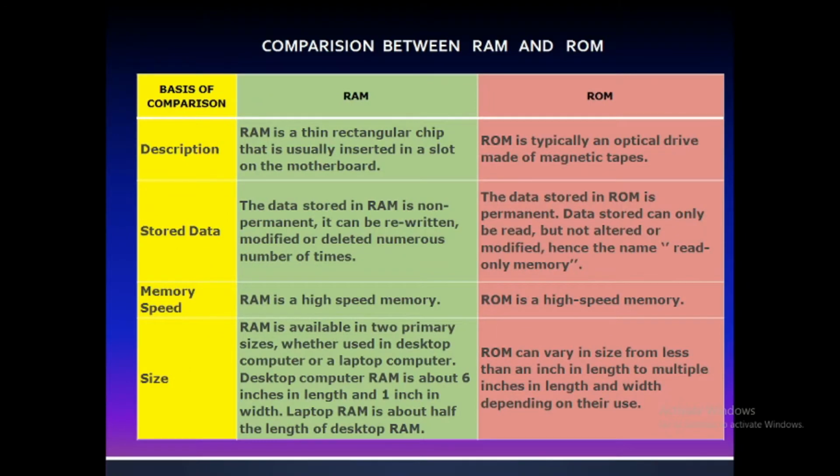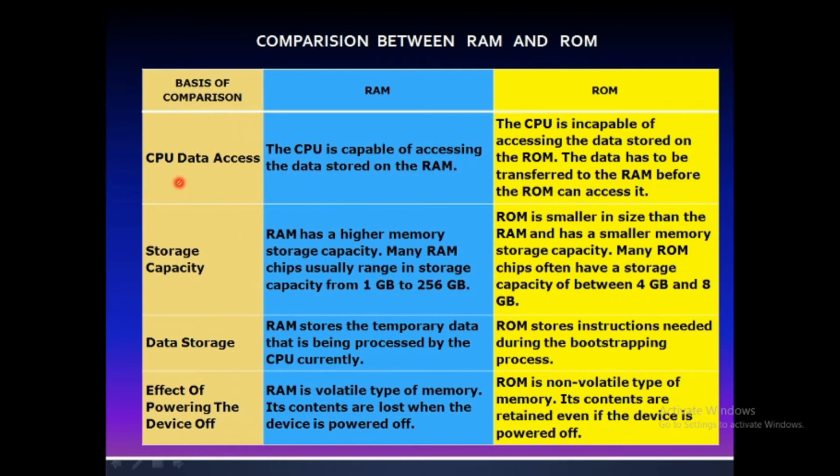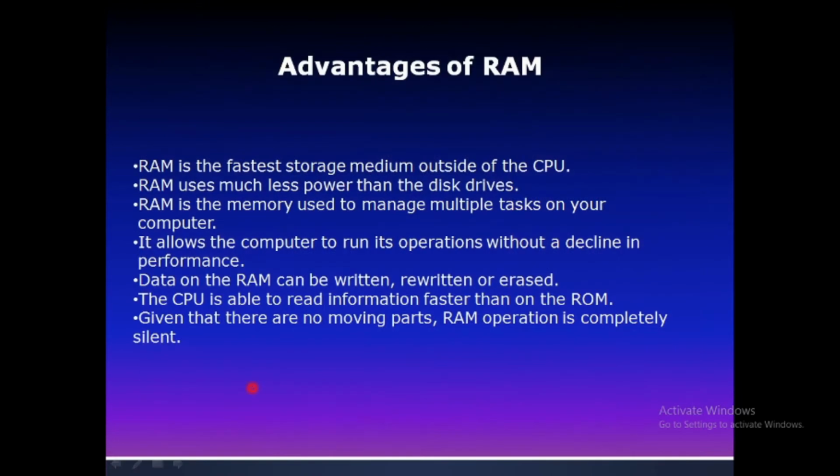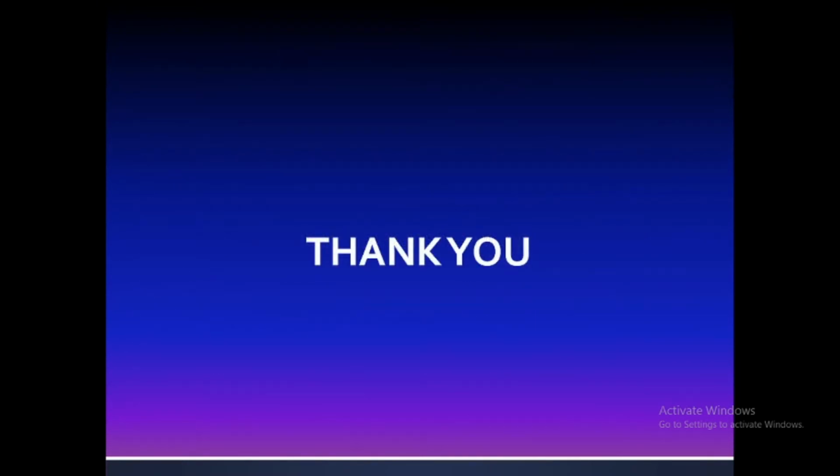So students, we know that in memory devices, the major role is played by RAM and ROM. So let us see the major differences between the two on the basis of many parameters like description, storage data, memory speed, size, CPU data access, storage capacity, data storage, effect of powering the device off, application, cost, and effects of increasing the speed on the PC, its types, and finally the advantages of both of the devices.